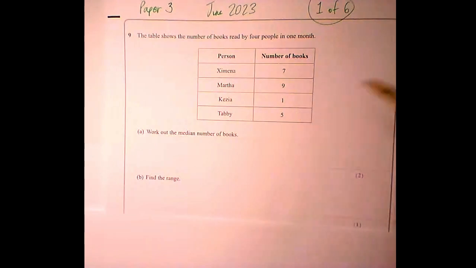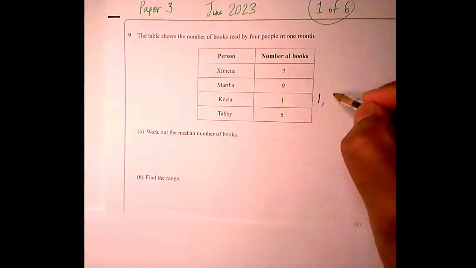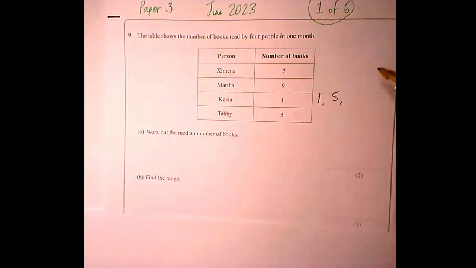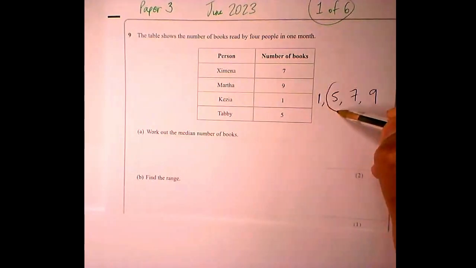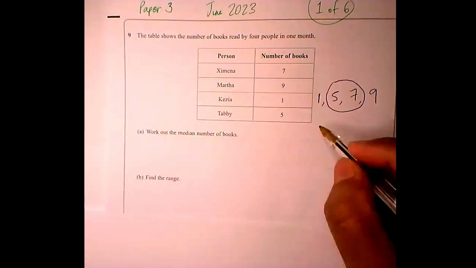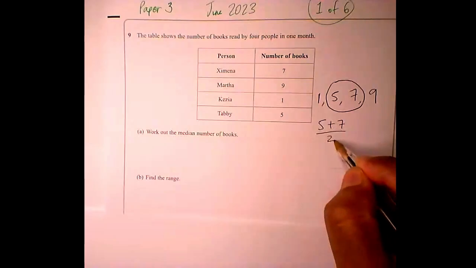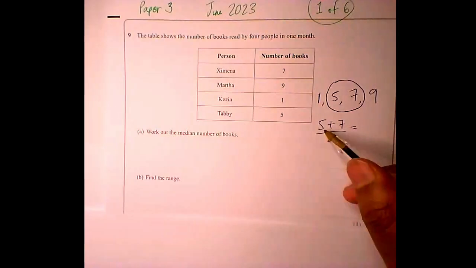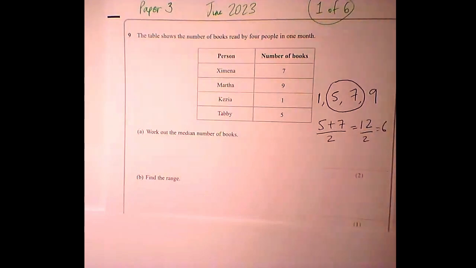So if we look carefully here, the smallest one is 1. The next one is 5. The next one is 7. And then the next one is 9. So we can see here that we've got 2 numbers in the middle. So we've ordered them. Now we need to pick the middle one. So what we do is we add them together, 5 plus 7, and then we divide by 2. 5 plus 7 is 12, divided by 2 gives us 6. So our median is 6.